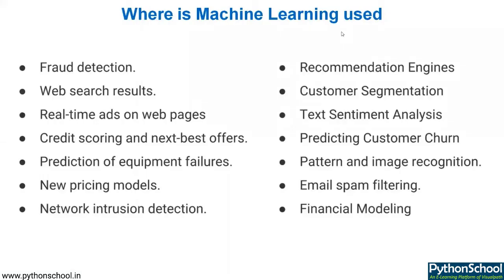So where all is machine learning used? It is used for fraud detection in the banking sector, real-time ads on web pages, web search results, credit scoring and next best offers, new pricing models, recommendation engines, customer segmentation, text sentiment analysis, predicting customer churn, pattern and image recognition, email spam filtering, financial modeling, etc. We will explore a lot of use cases with respect to machine learning in this video.